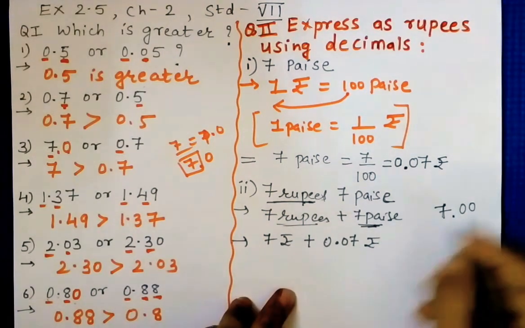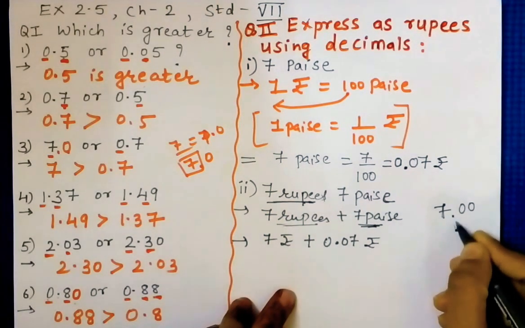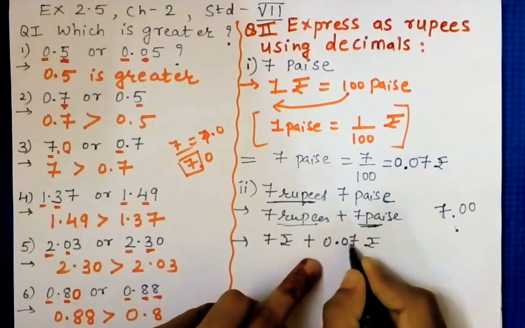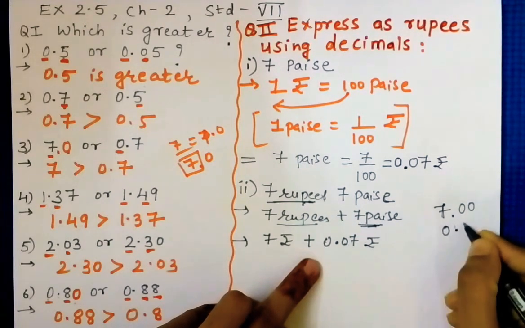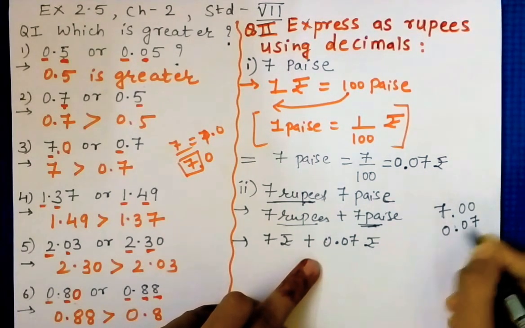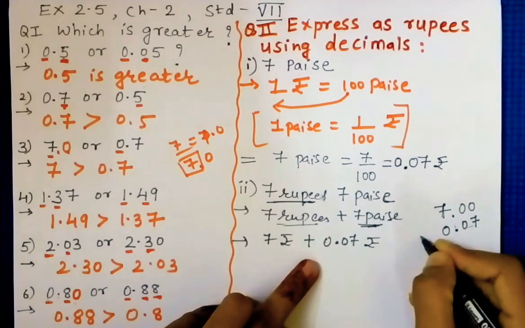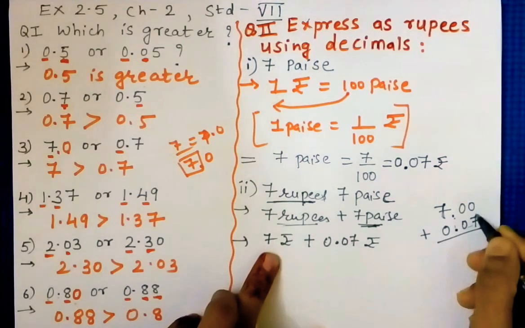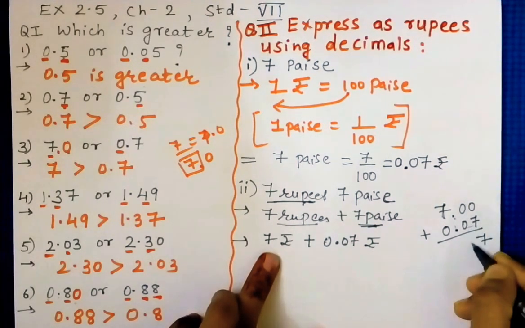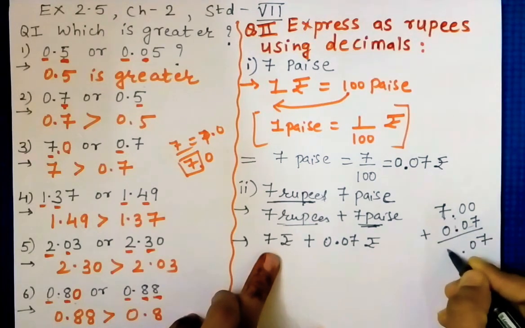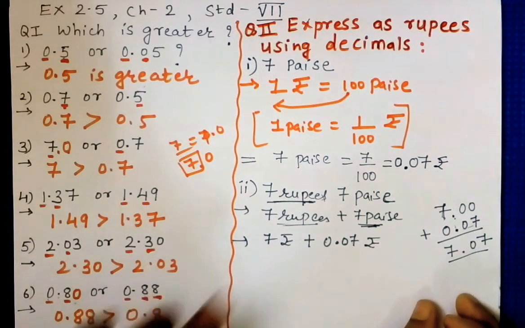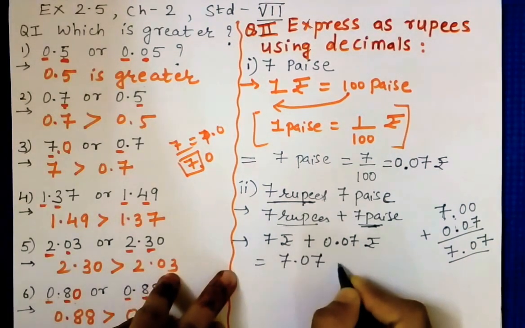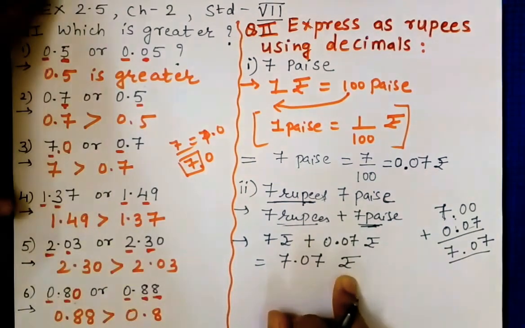Now you have to arrange point below point, otherwise your answer will be wrong. So this is my second number, 0.07. This part I have kept, and here it was only 7, so I have kept 7.00. Now I can add. 0 plus 7 is 7, 0 and 0 is 0, 7 plus 0 is 7. Just like simple addition, we will add it. So it will be 7.07 rupees. This is our answer in rupees.